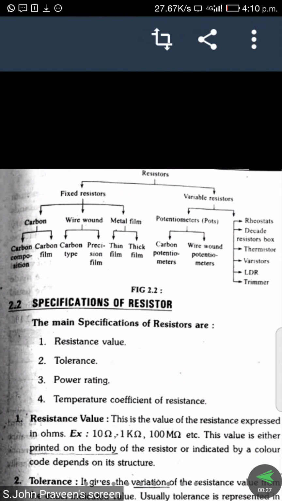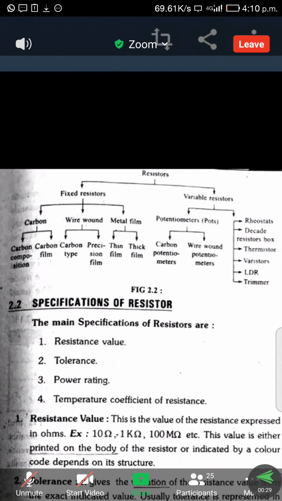These are again subdivided into two categories: carbon composition type and film type. Carbon type, precision type. Thin film, thick film. This is about fixed resistor. Next, variable resistor is subdivided into two categories.